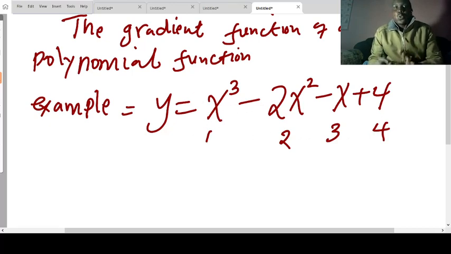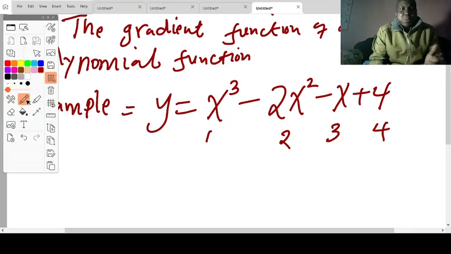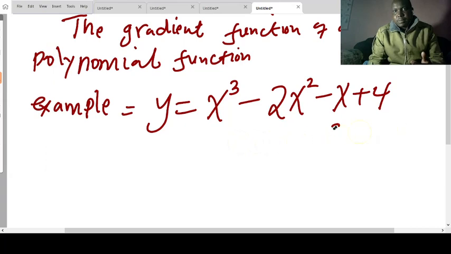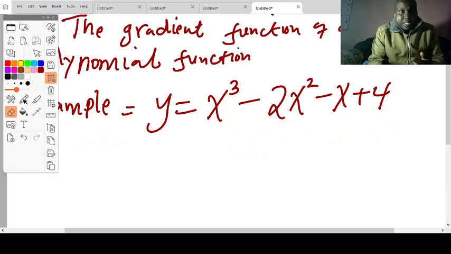To get the gradient function, we differentiate each term separately, considering the sign in front of each term, positive or negative. So how are we going to differentiate this? Very simple. If you have understood what we have done, it is going to be much simpler than you thought. It's going to be simpler than you expected.